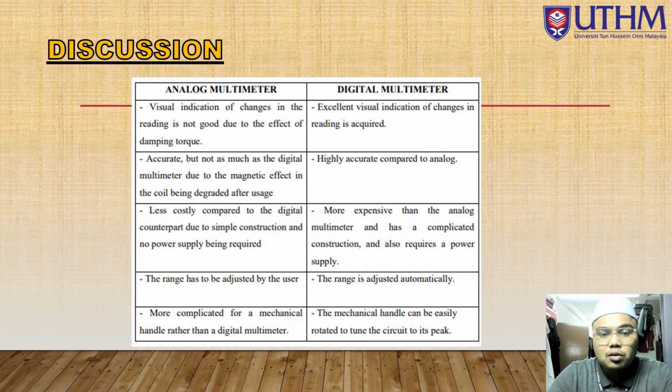For the discussion, there are a few differences between analog and digital multimeters. First, analog is less costly compared to the digital counterpart due to simpler construction and the power supply required. For the digital, it's more expensive than analog and has a complicated construction and also requires a power supply. Next, for analog the range has to be adjusted by the user, while the digital is adjusted automatically. Okay, next, the mechanical handle is more complicated than on a digital multimeter. For the digital, the mechanical handle can be easily rotated to turn the circuit to its peaks.